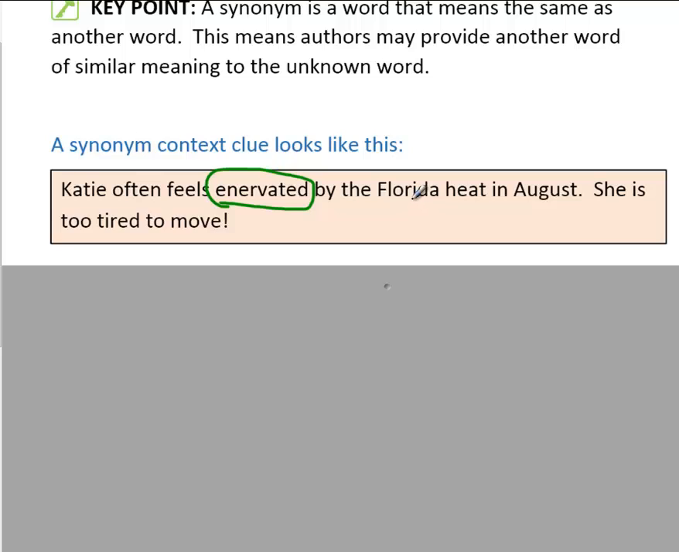If you've ever been in Florida in August and you felt that heat, that's a clue as to what the word enervated means. But if you've never been to Florida before, or you've never been here in August, the synonym clue is right here. She is too tired. So you think to yourself, I think that might be another word that means the same thing as this one. And if we substitute it, Katie often feels too tired in the Florida heat in August makes perfect sense. So now we know what that word means.